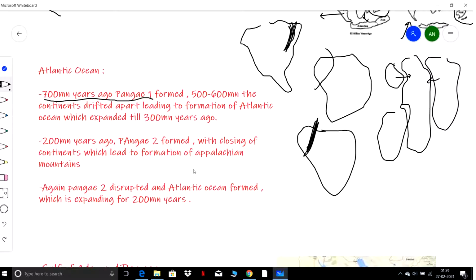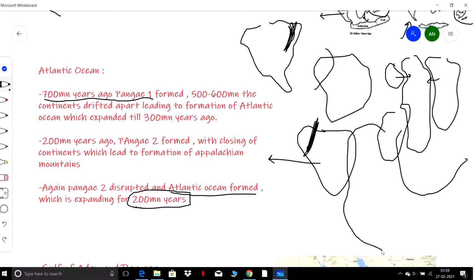Again, Pangaea 2 got disrupted, again like this, and again the Atlantic Ocean was formed, which has been continuously expanding for over 200 million years. Okay, as we know, the American plate is continuously moving westward, and the Eurasian plate, with respect to that, is moving eastward. So the Atlantic Ocean is continuously expanding due to the westward movement of the North American and South American plates.